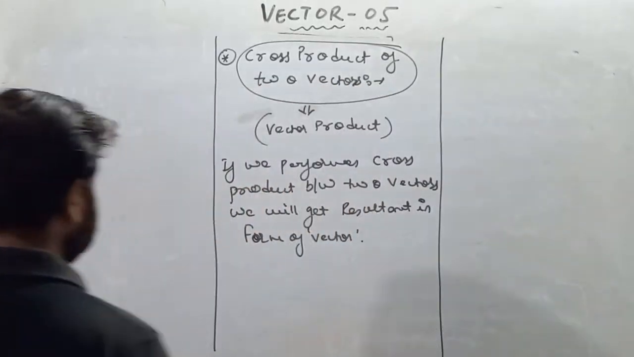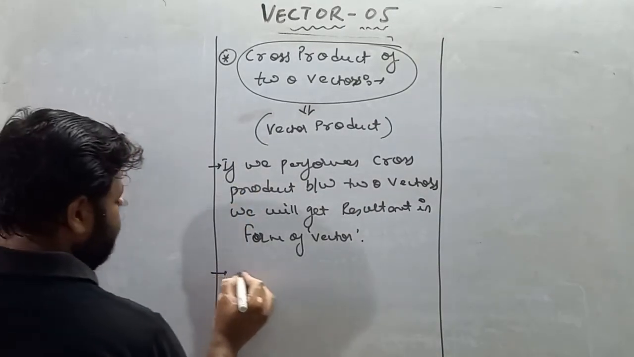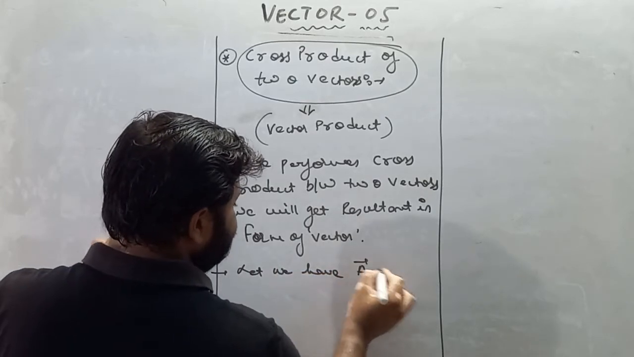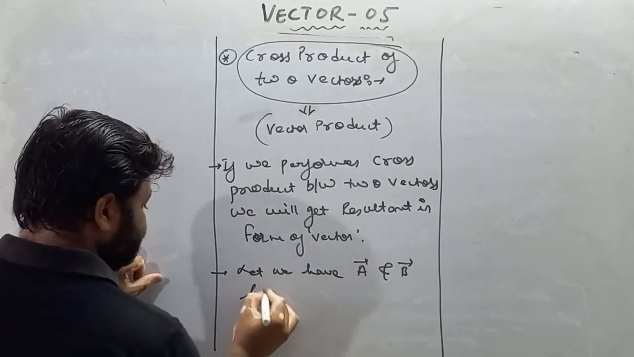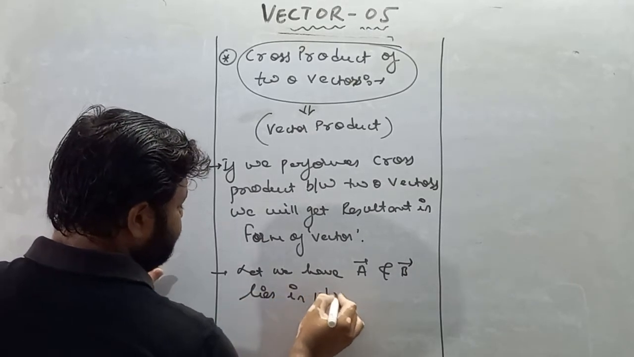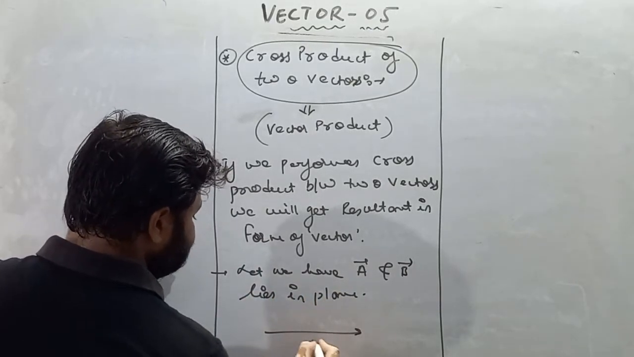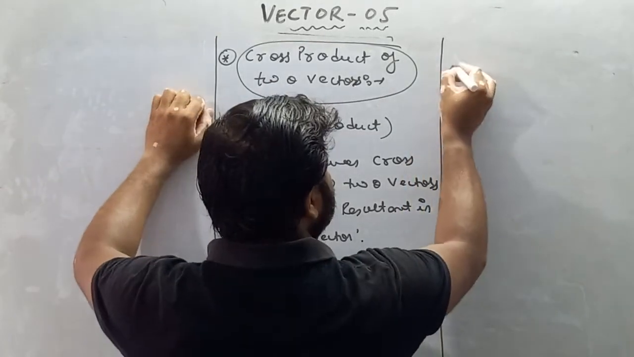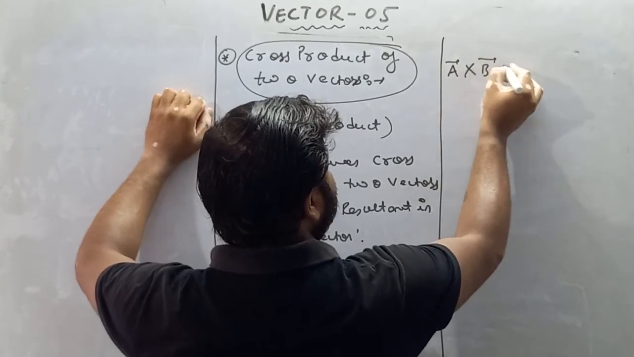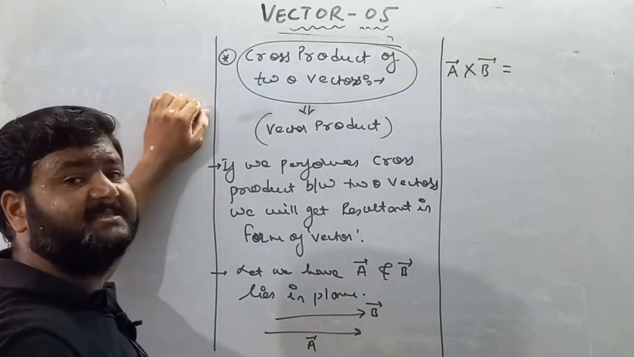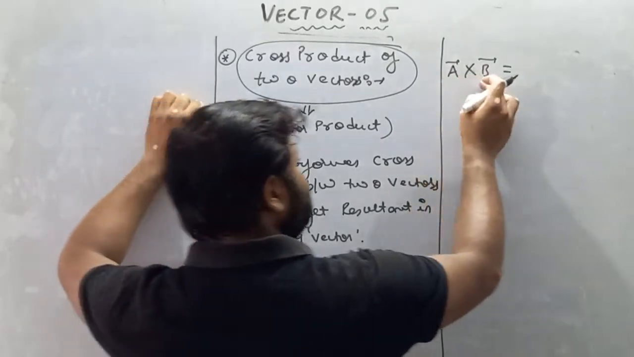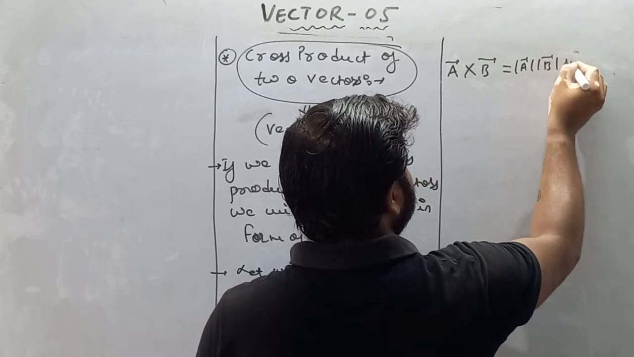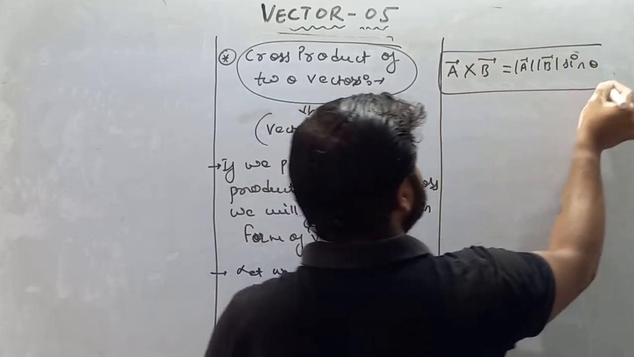Now see, my dear students, consider two vectors, A vector and B vector, lying in a plane. Let's suppose this is our A vector and this is our B vector. So A cross B. This is not the symbol of multiplication. Remember, my dear students, this is the symbol of cross product. So A vector cross B vector is equal to magnitude of A vector, magnitude of B vector and sine theta.